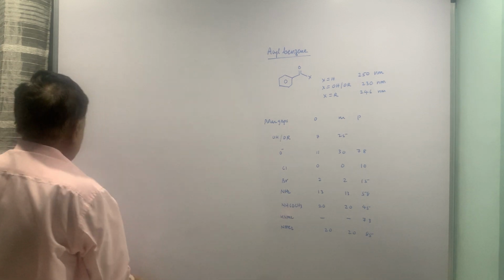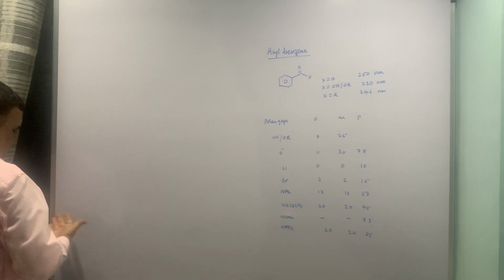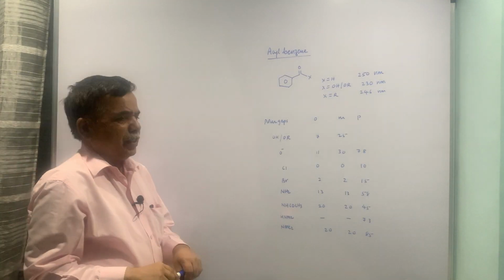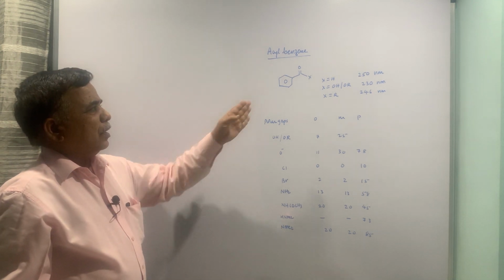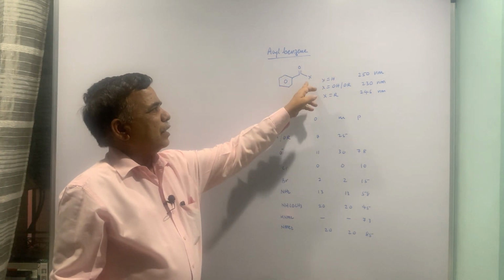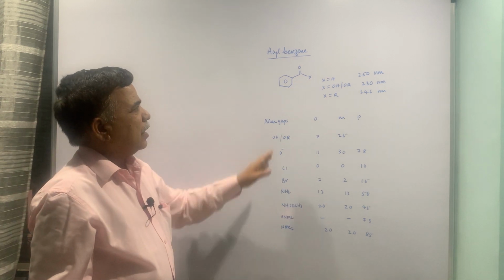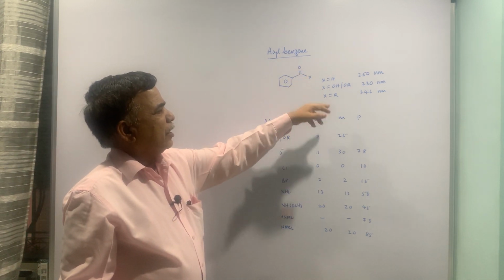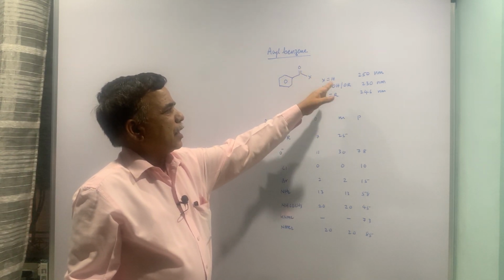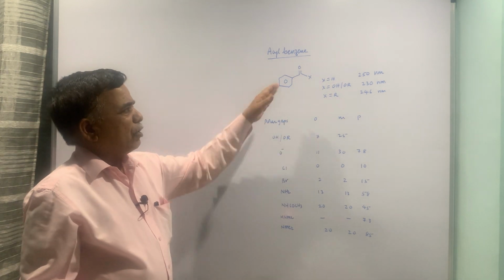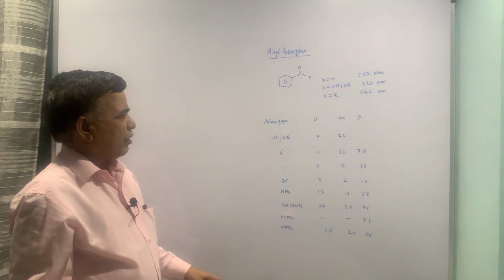Okay, now the last chromophore, which is acyl benzene chromophore. Acyl group, that can be aldehyde. If X is equal to H, that is aldehyde. If X is equal to R, that is ketone, and if X is equal to OH, that is acid, and OR is ester. Accordingly, the basic lambda max values are there.